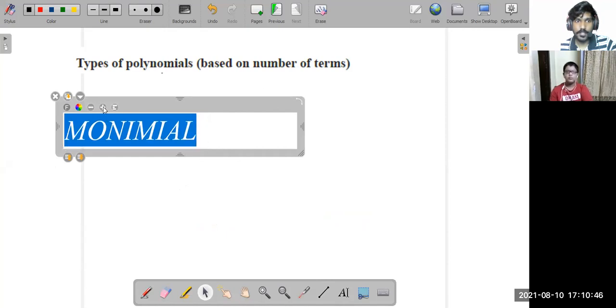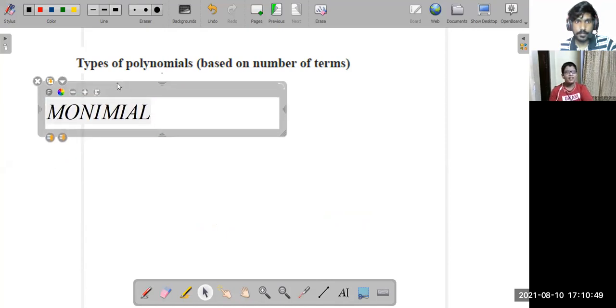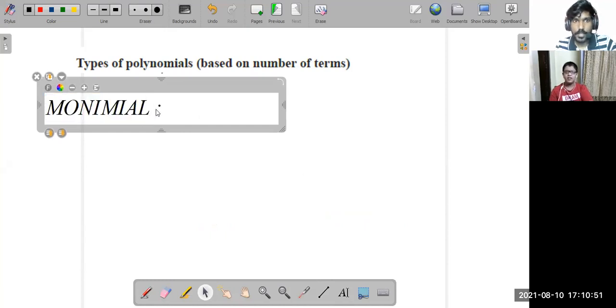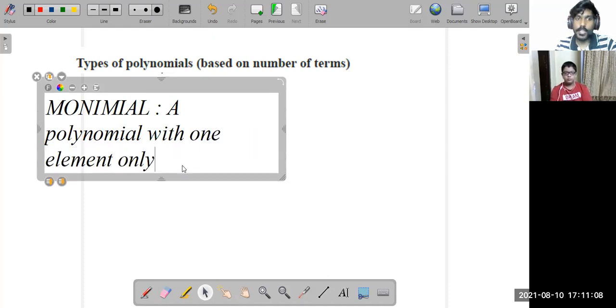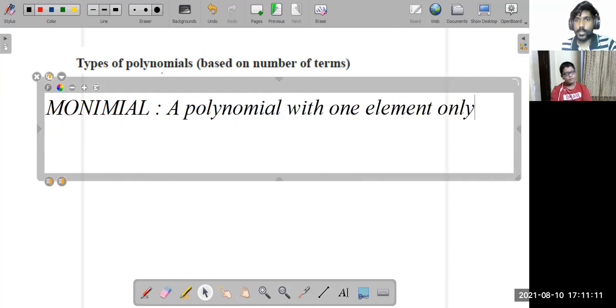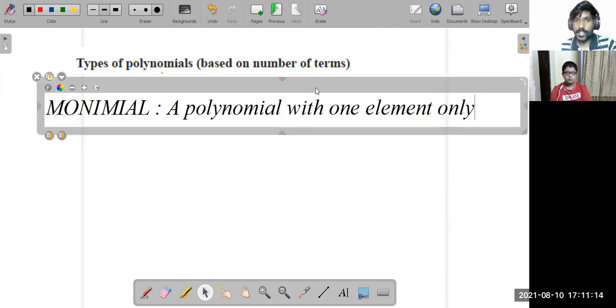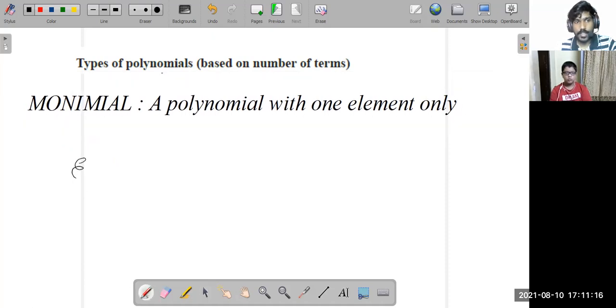Yes, sir. What is it? It has one element. I think it has one element in. Yes, just one element. So a polynomial with one element only is called a monomial. So polynomial with just one term is called a monomial. For example, 2x squared. This is a monomial, just one term.